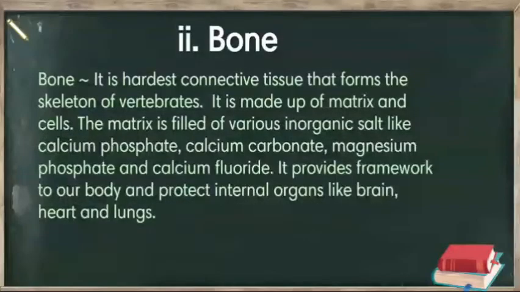Moving to the bone, bone is the hardest connective tissue that forms the skeleton of the vertebrate. It is made up of matrix and cells. The matrix is filled with various inorganic salts like calcium phosphate, calcium carbonate, magnesium phosphate, and calcium fluoride. It provides a framework to our body and protects internal organs like brain, heart, and lungs.